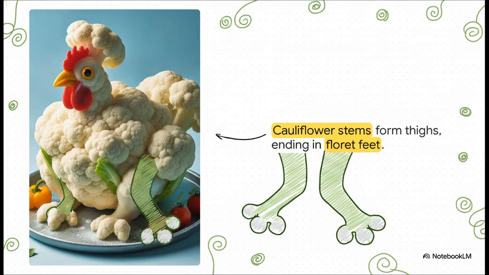What's really fascinating here is how the thick, smooth stems of the cauliflower naturally curve down to act as these sturdy little thighs. If you look closely at the textural shift, you go from the bumpy florets of the body to the smooth skin of the stems. And at the end of these stems, we find exactly 3 knobby floret toes on each foot. It is just a fantastic repurposing of the vegetable's anatomy to serve the avian form, and it does it without introducing any foreign structural materials.